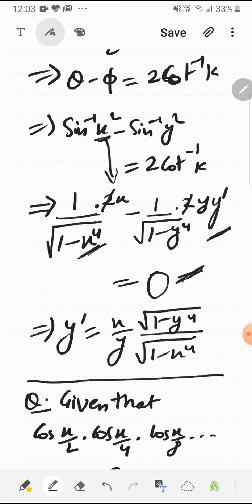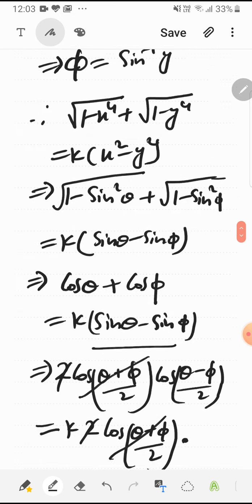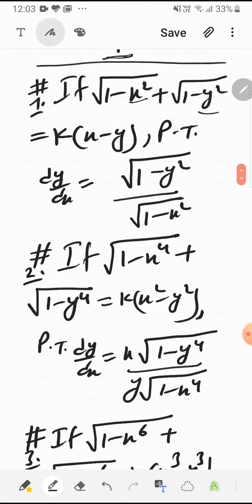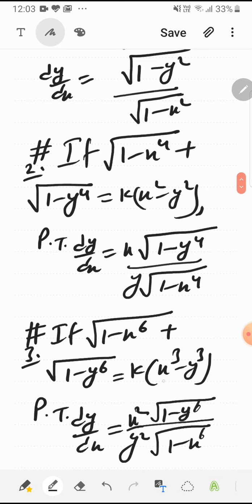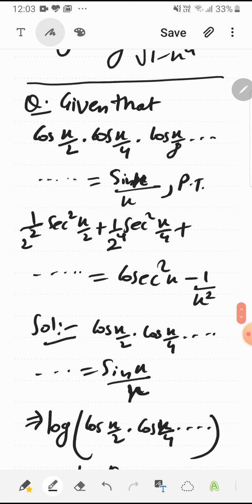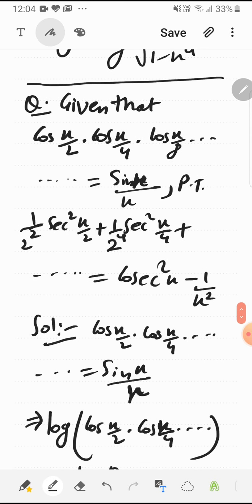So this is the solution for this question, and the same method we can use for the first and third questions. In the first question we can put x as sine theta, y as sine phi, and in the third question we can put x cube as sine theta and y cube as sine phi. So these are a set of 3 questions with the same method.